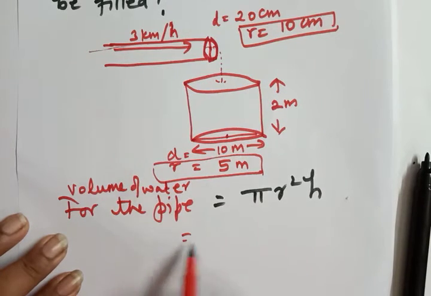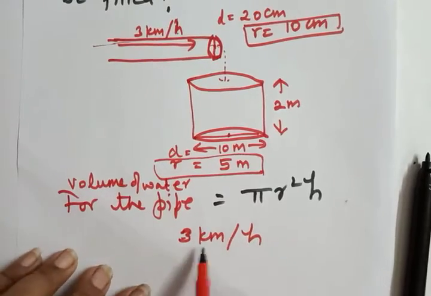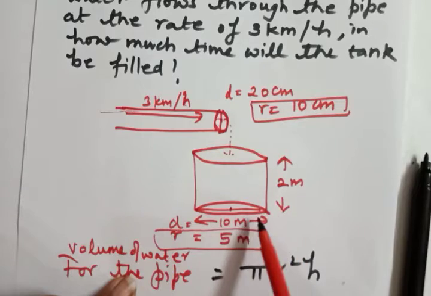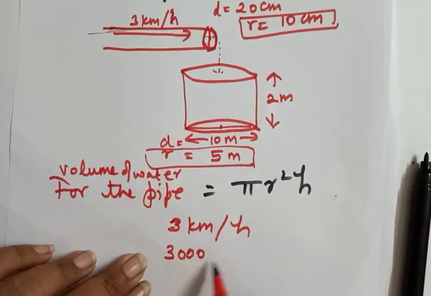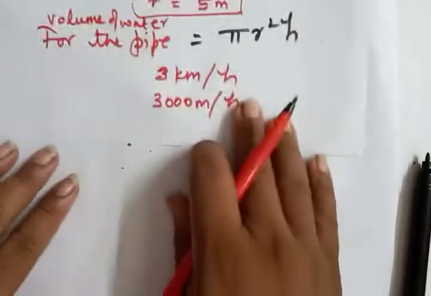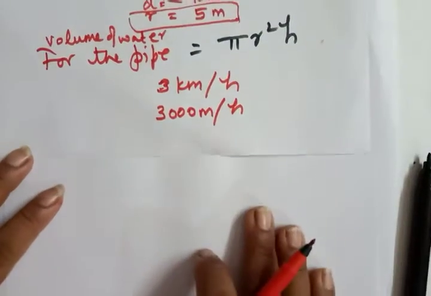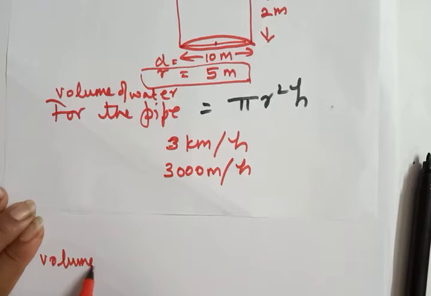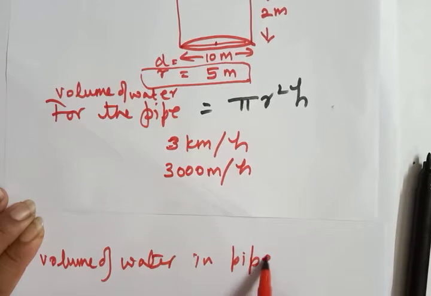So this is 3 km in 1 hour. Because for the cylinder the unit is in meters, we are going to convert this into meters. So it will become 3000 meter per hour. Now let's find out the volume of water in the pipe in 1 hour.